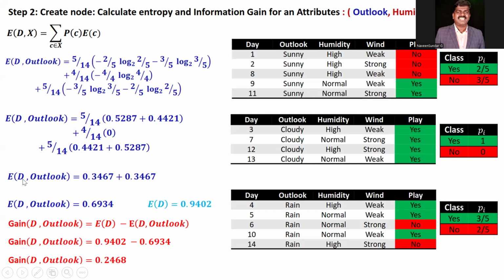So now we can see that E of D comma outlook is 0.34467 plus 0.3467. Got it? So I'm getting the answer as 0.6934.